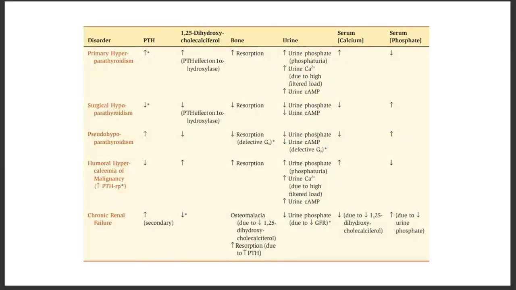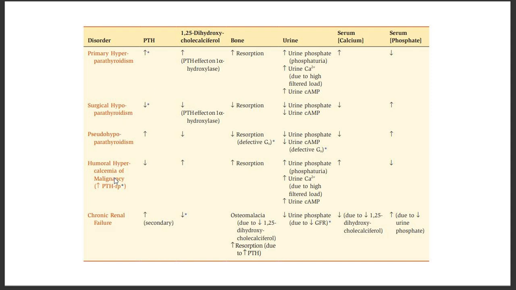Okay, so this table is just showing us, in each one of the conditions, what the problem is. Here, in primary hyperparathyroidism, parathyroid hormone is high. The 1,25 dihydroxycholecalciferol is also high because the kidney is fine. Bone resorption is also high. The concentration of phosphate in urine is also okay, but the serum phosphate is going to be low, because remember, when you have a lot of parathyroid hormone, it is going to decrease the phosphate in blood and release it in urine. But calcium is going to be high.